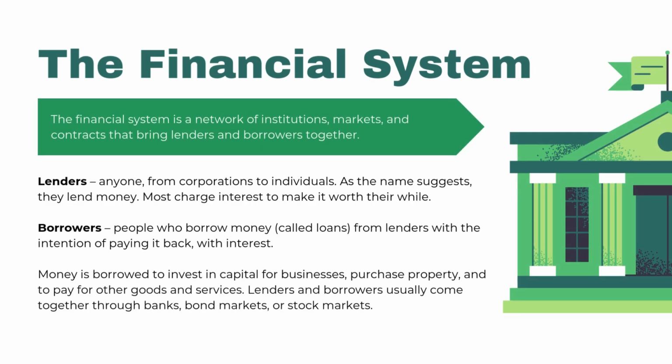The financial system. The financial system is a network of institutions, markets, and contracts that bring lenders and borrowers together. Lenders, anyone, from corporations to individuals. As the name suggests, they lend money. Most charge interest to make it worth their while. Borrowers, people who borrow money, called loans, from lenders with the intention of paying it back, with interest. Money is borrowed to invest in capital for businesses, purchase property, and to pay for other goods and services. Lenders and borrowers usually come together through banks, bond markets, or stock markets.